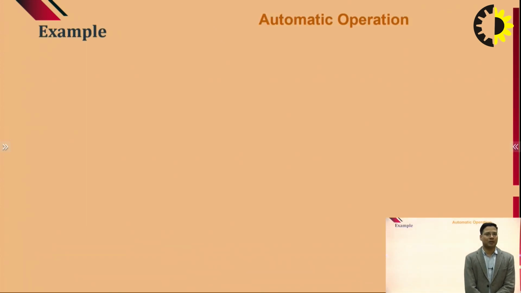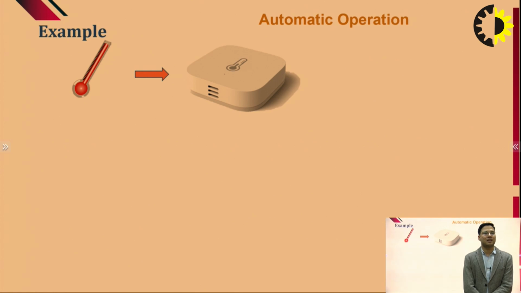Now let us take a basic example of how automatic operation is done. Consider a room or an industry where the task of measuring the temperature or the humidity has been given to an engineer. Earlier we had analog devices available, like a thermometer used to measure the temperature. With the advancement of technology and manufacturing devices, these analog temperature measurement devices have been replaced by digital devices.